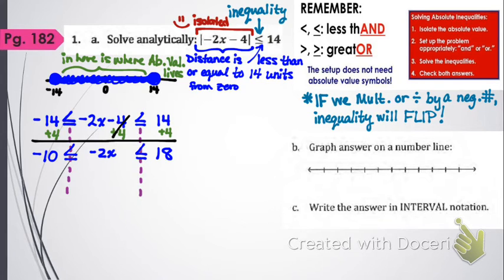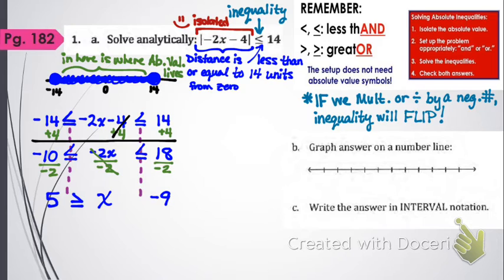What else do I need to do to get the x all by itself? Divide negative 2 on all sides. So that's going to cancel out in here. I'm left with the x. What's negative 10 divided by negative 2? 5. What's 18 divided by negative 2? Close. Negative 9. Which one of those things is the biggest? 5. Alligator always eats the bigger thing, right?